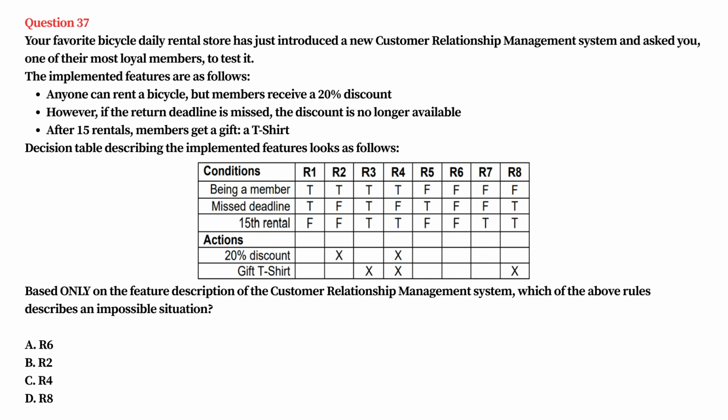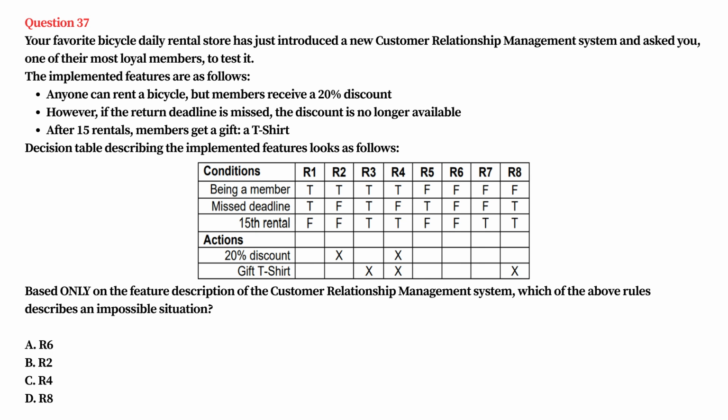R4 is not correct. A member without a missed deadline can get a discount and a gift t-shirt after 15 bicycle rentals. R2 is not correct. A member without a missed deadline can get a discount but no gift t-shirt until they have rented a bicycle 15 times.